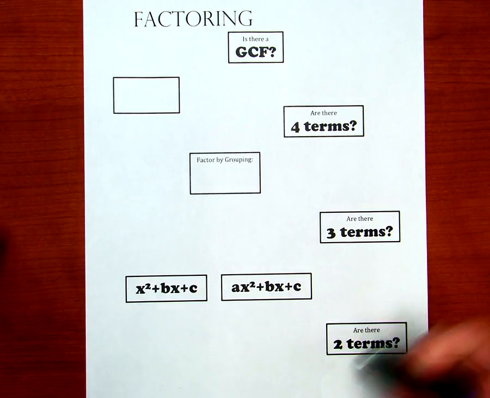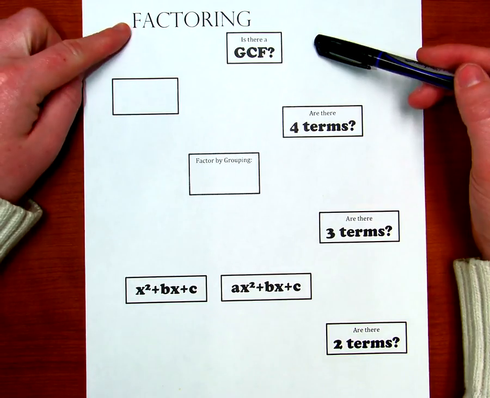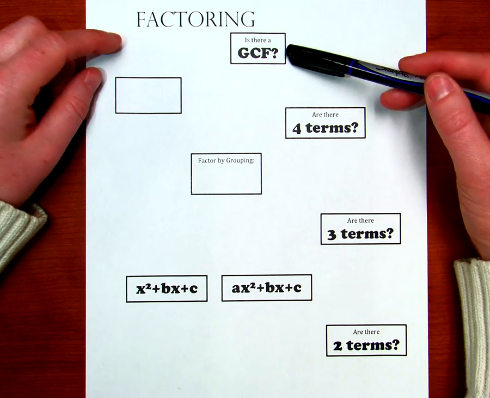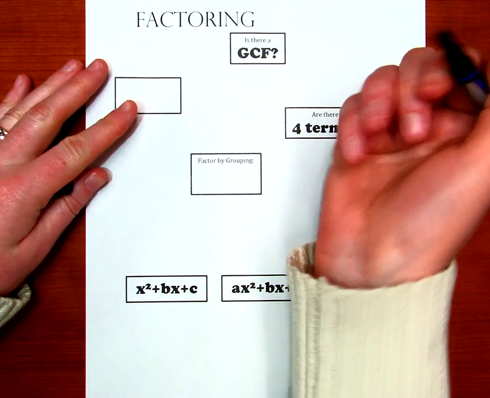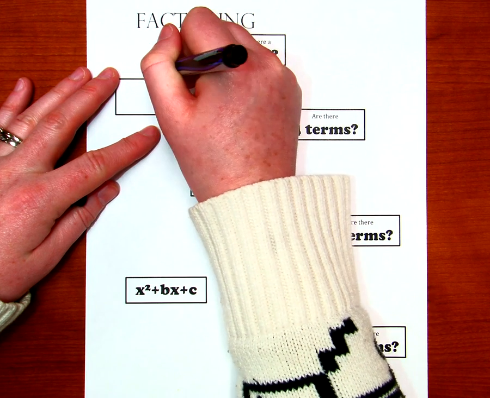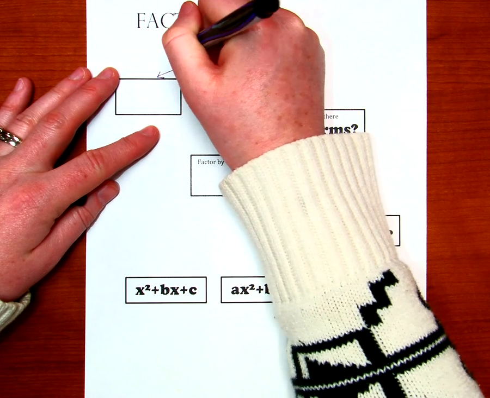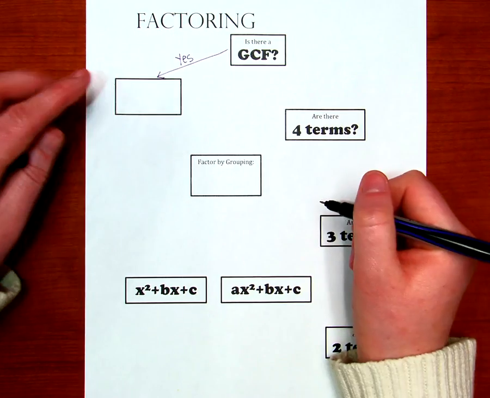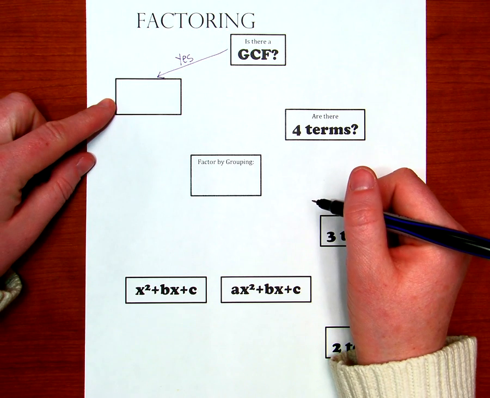So one of the first questions that you ask yourself when you get to a factoring problem in math is, is there a GCF? If you say yes, there is a GCF in the problem, then you're going to come over here to this box right here. So this is your yes direction. And if there is a GCF, then you're going to have to factor it out.